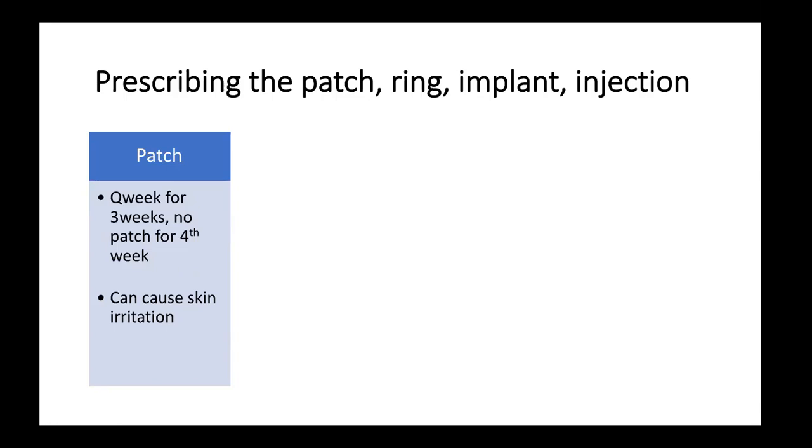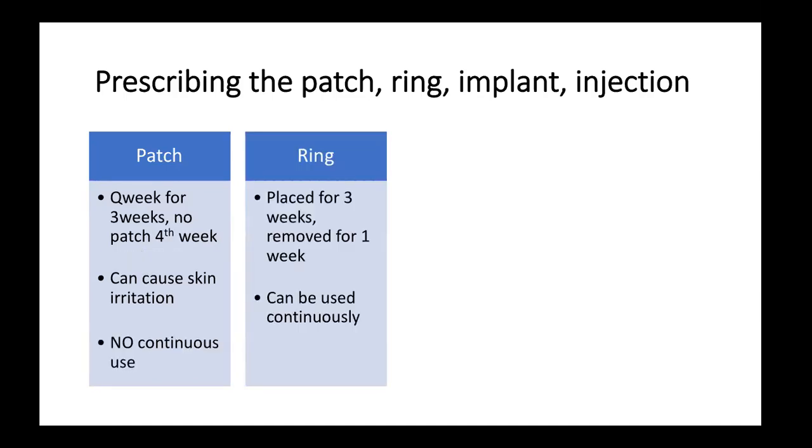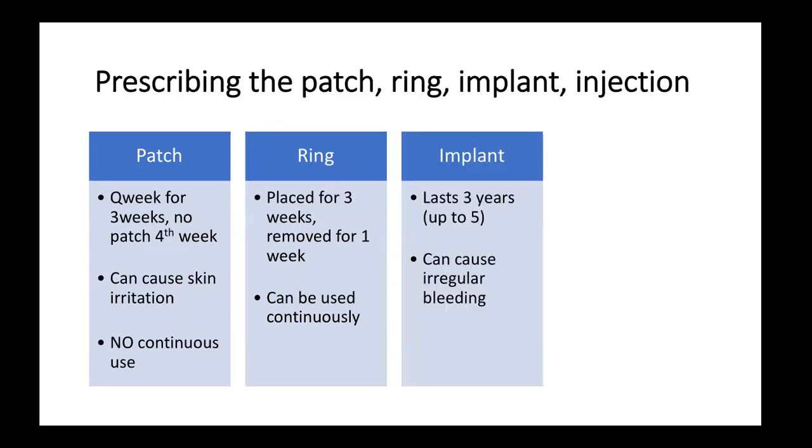And one thing to note about the patch is that it cannot be used continuously. So it cannot be used in that way where you just continue to have a patch every week. You do have to have that 4th week without the patch. And then the ring, patients can place this on their own, and they just place 1 ring inserted into the vagina, and it can stay in for 3 weeks and then be removed for a week. However, this can be used continuously. So if they don't want to have that week without protection, they can just continue using it every week.